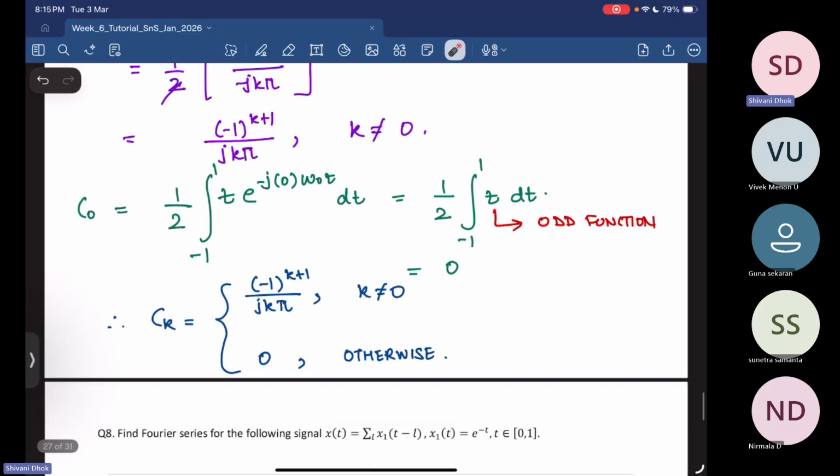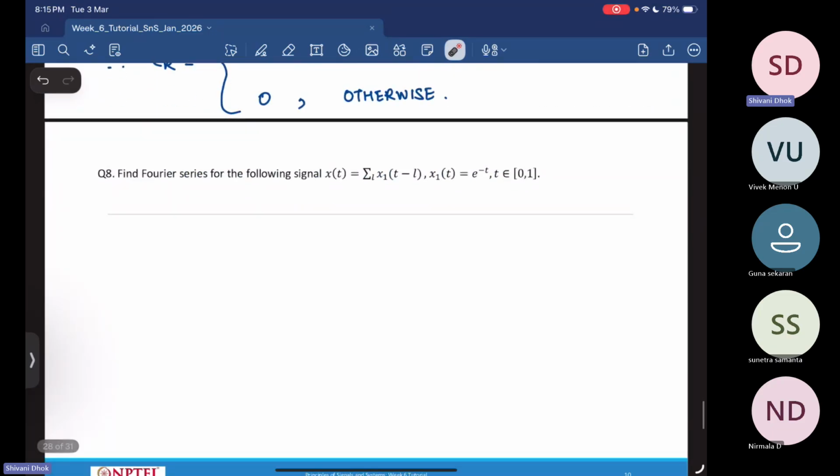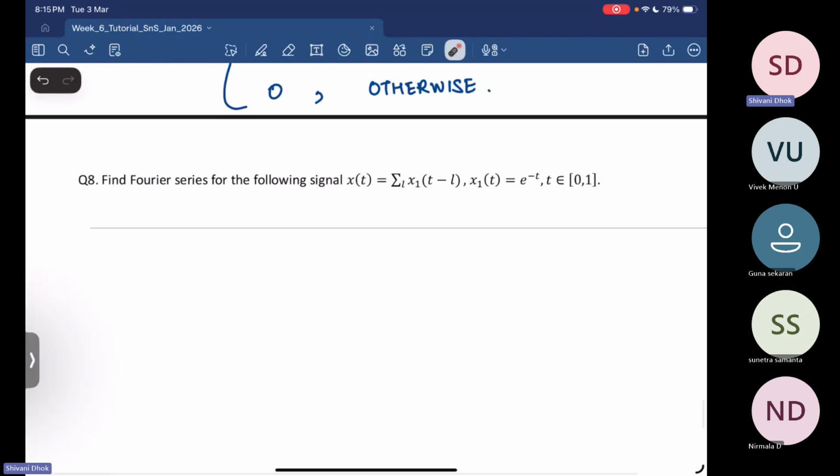Okay. If not, then let me move on to the next question. The next question says: find the Fourier series of the signal x of t, which is the summation over L running from minus infinity to infinity.